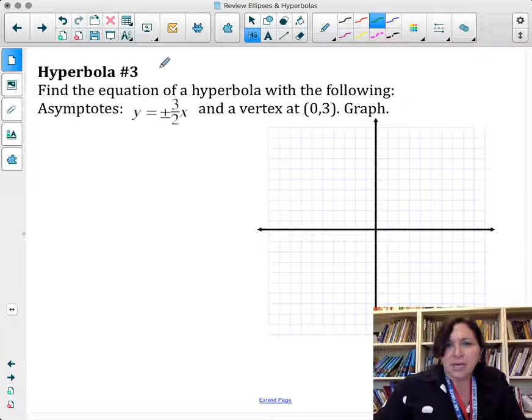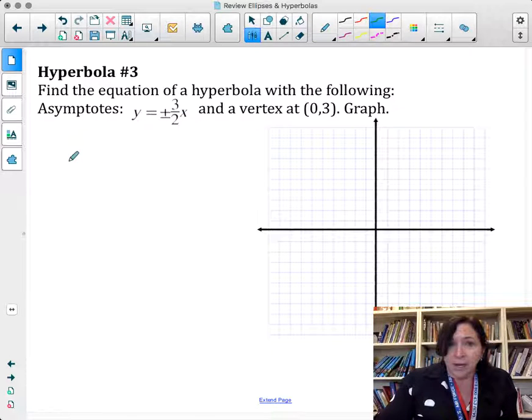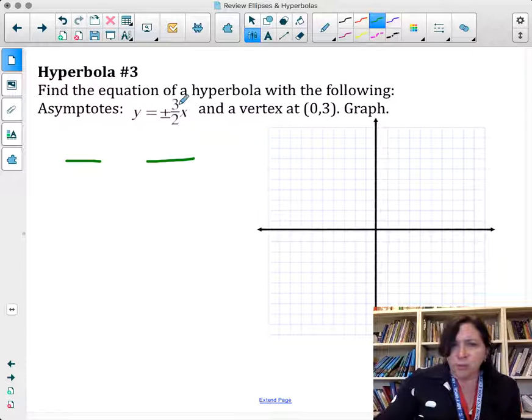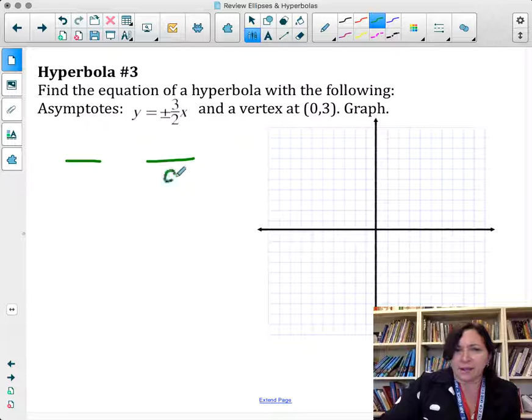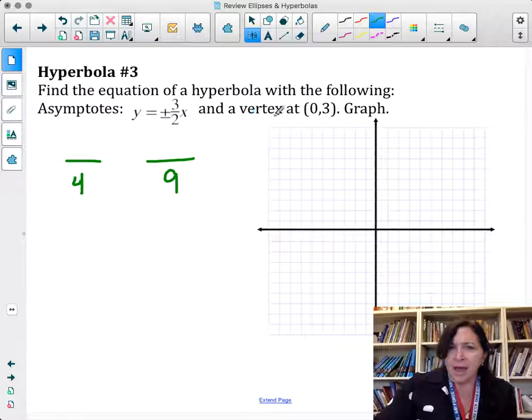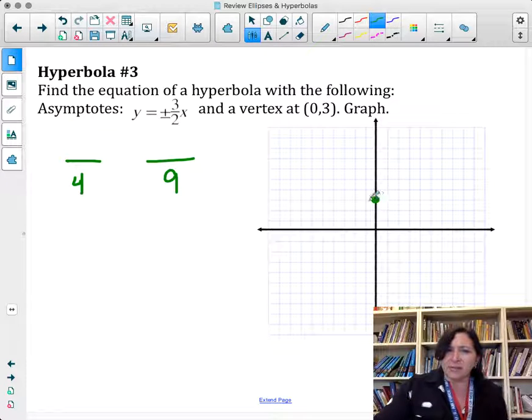Problem number 3 is a hyperbola. Find the equation of a hyperbola with the following. We have asymptotes as the rise over run. So I already know that this value right here, this is my rise. So that would have to be 9, and this would have to be 4. It also tells me that I have a vertex at 0, 1, 2, 3. So I have a vertex like this.